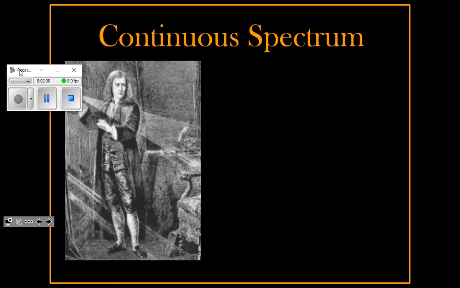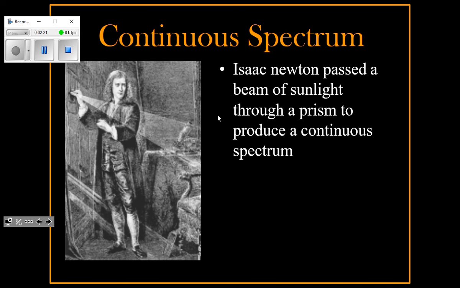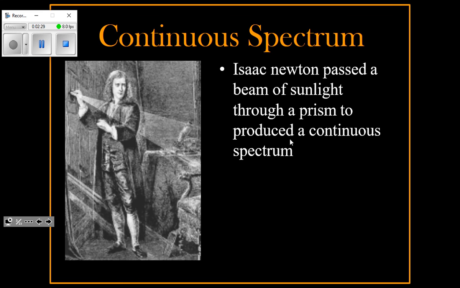So, something a little bit new for us. We've got one of the greatest rock stars of all time, Sir Isaac Newton. He was one of the first people. Other people had looked at it before, but he took a stronger look at it and held a prism up to the sunlight, to the white light. Isaac Newton passed a beam of sunlight through a prism and produced a continuous spectrum.